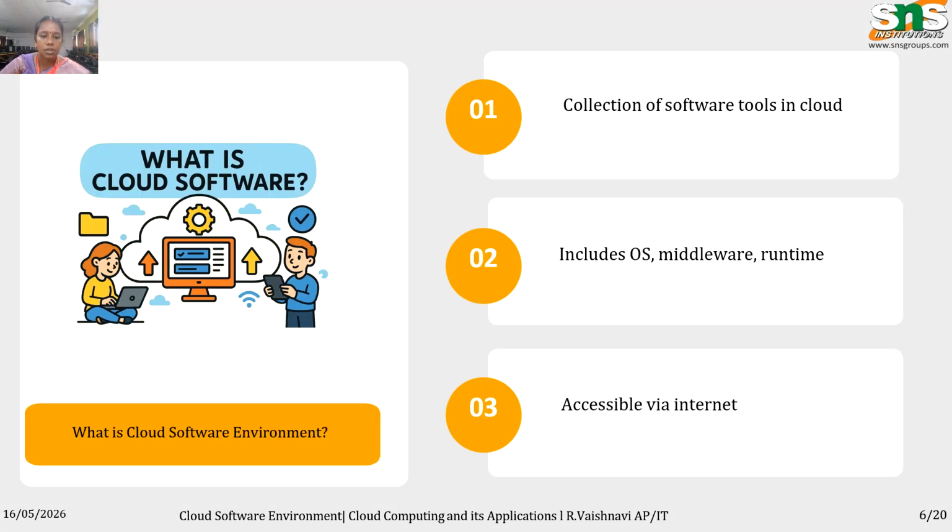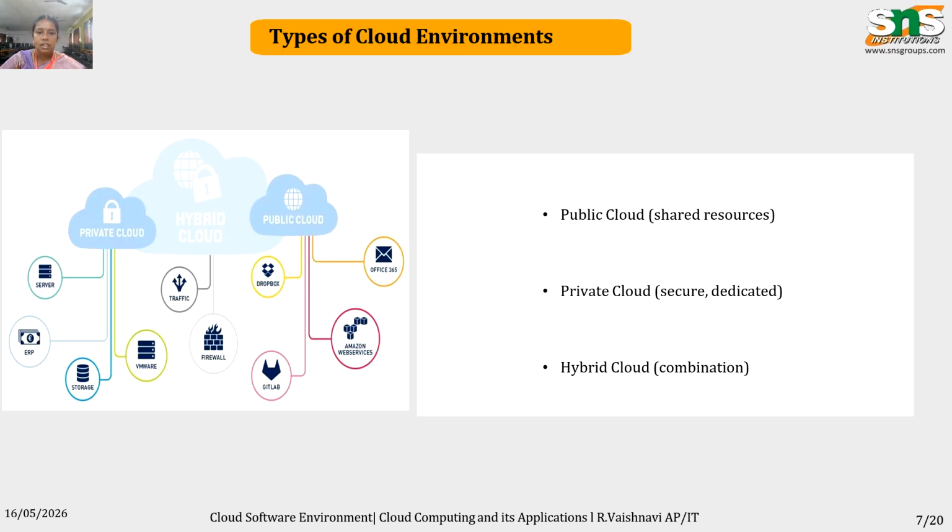Next one is the cloud software. It is a collection of software tools in the cloud, and it includes the operating system, middleware, and runtime. It is accessible via the internet. Second one, the types of cloud environments. Here we have three types of cloud environments. First one will be the public cloud, private cloud, and then hybrid cloud.